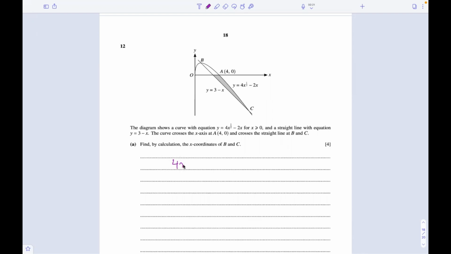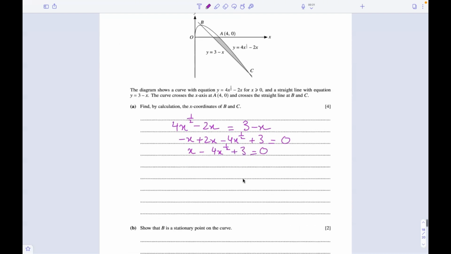So we have 4x to the power 1/2 minus 2x, which is the equation of the curve, and the equation of the line, which is y equals 3 minus x. We equate them, and when we simplify, bringing the 2x to that side, we have minus x plus 2x minus 4x to the power 1/2 plus 3 equals 0. Our equation is x minus 4x to the power 1/2 plus 3 equals 0.